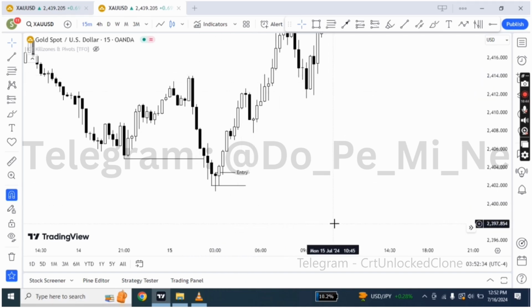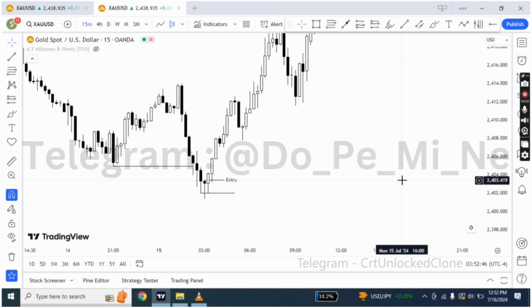That was the trade breakdown on gold. We have discussed our higher time frame thought process, what our thought process was on the weekly time frame and the daily time frame, and then we refined them down to the 4-hour, the 1-hour, and then eventually we took our entry on the 15-minute time frame. That's how you're going to do your analysis and generate trade ideas.